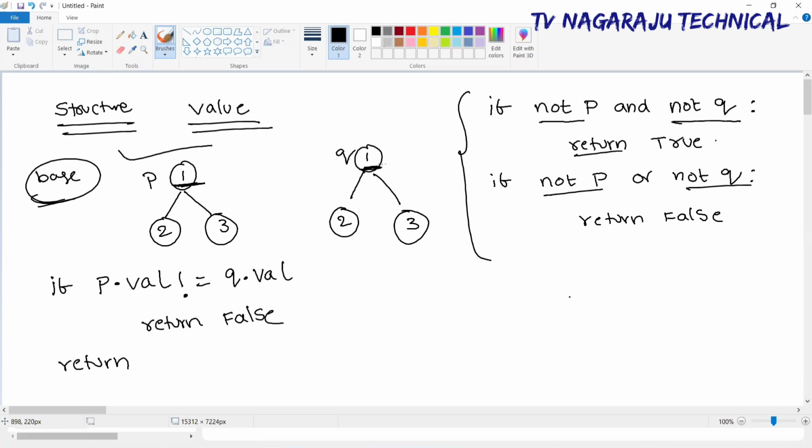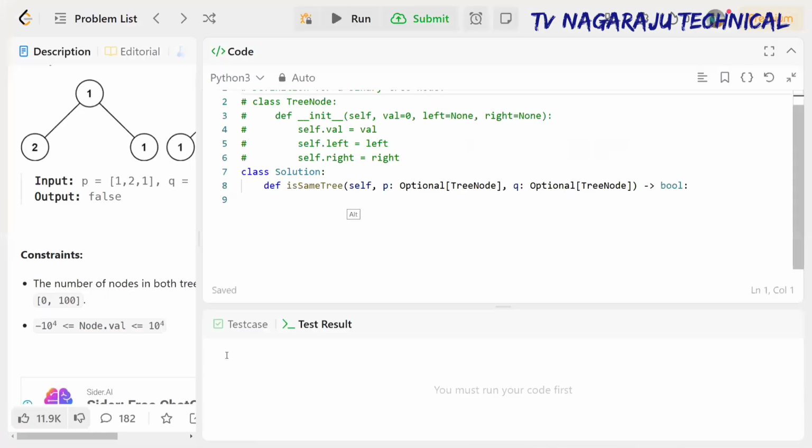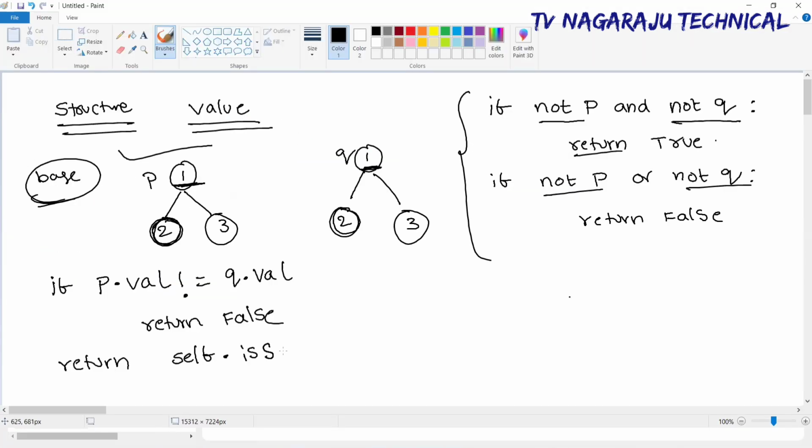If 1 and 1 are both equal, then you need to check the left: p.left is compared with q.left. The same procedure is repeated. For that, I am using recursion. The function name is isSameTree of p.left, q.left.